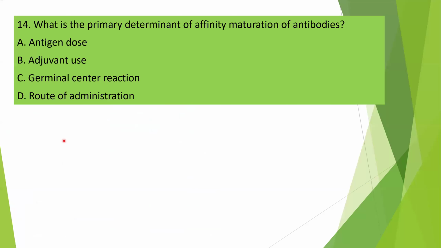Okay, now let's go to the next question. What is the primary determinant of the affinity maturation of antibodies? Affinity maturation means the antibodies become specific to the antigen you're giving.